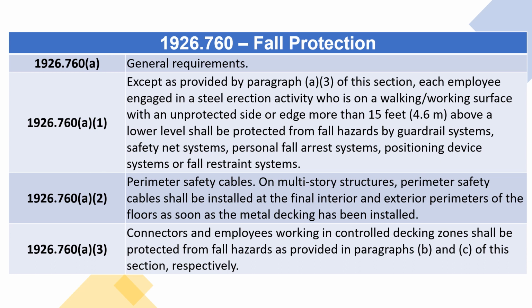1926.760 A.2. Perimeter safety cables. On multi-story structures, perimeter safety cables shall be installed at the final interior and exterior perimeters of the floors as soon as the metal decking has been installed. 1926.760 A.3. Connectors and employees working in controlled decking zones shall be protected from fall hazards as provided in paragraphs B and C of this section, respectively.